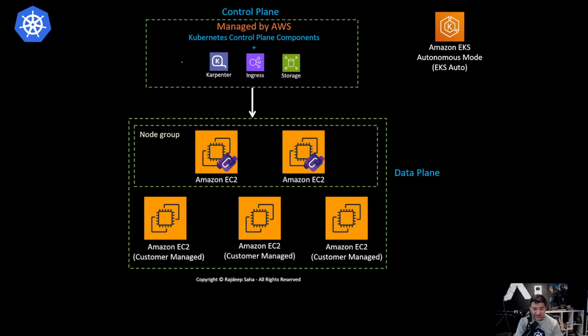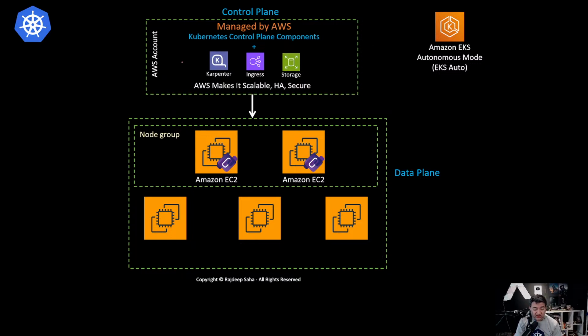But then you are like, okay, we still have these EC2s. What do we do with those? Not really. With Amazon EKS Auto, AWS also manages these Amazon EC2s. So these are all managed instances. You don't need to select an AMI. You just run your workload.